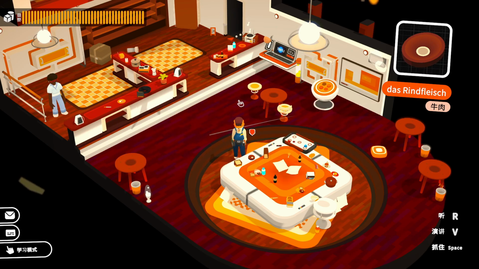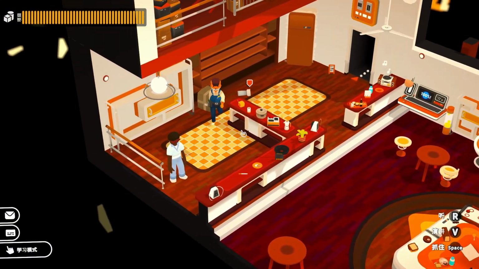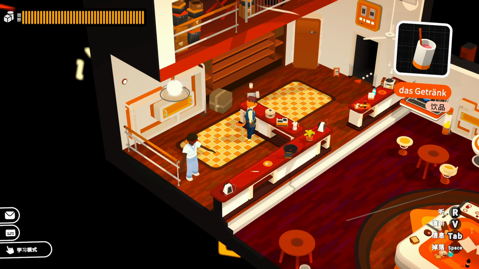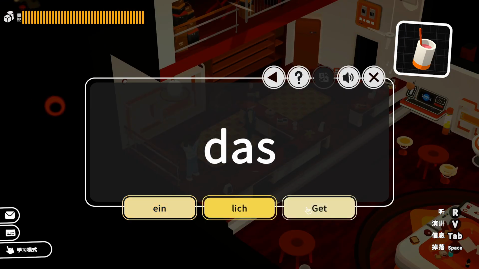So let's now go to the second bad example. So the second bad example I want to show you is Getränk. When you try to spell it, you can see das Getränk.